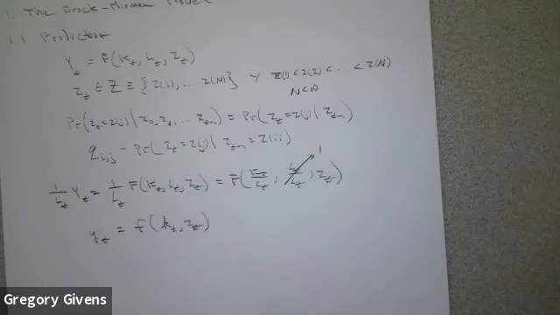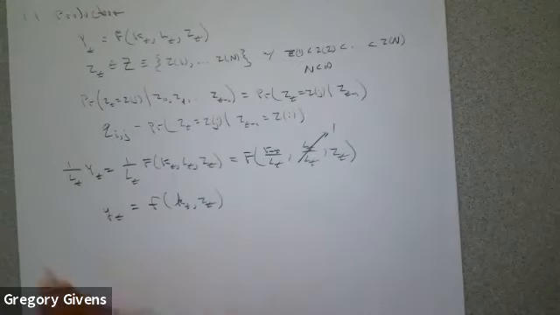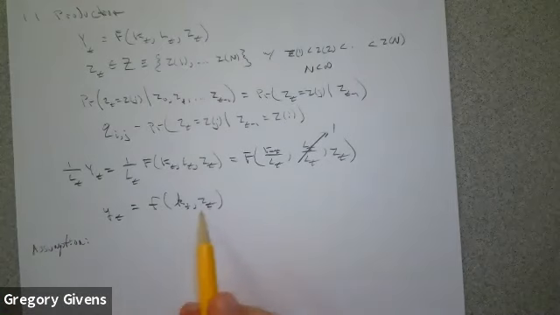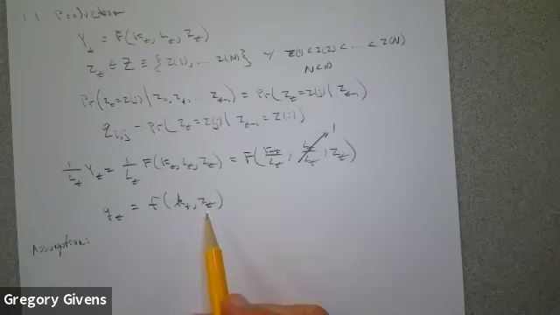Now, we're going to make an assumption here that is critical. And that is that larger values of the productivity disturbance correspond to greater levels of output.